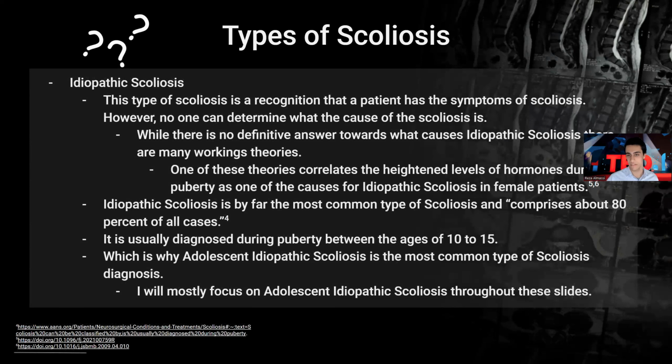Finally, there is idiopathic scoliosis. This type of scoliosis is the most common, making up about 80% of all diagnosed cases. Idiopathic scoliosis develops during puberty without a known cause or underlying condition. There have been many theories about what causes idiopathic scoliosis, including increased hormone levels during puberty.